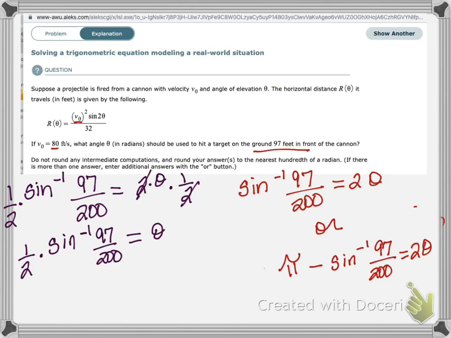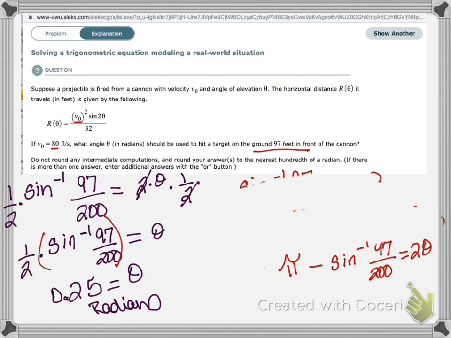So when I do my calculator and I do 1/2 times, I would encourage you to put all of this in parentheses right here in your calculator. 1/2 times that is going to be 0.25. And remember, we're talking in radians. So one of our angles that we can shoot the cannon off at is 0.25 radians. Now the other one, we are going to have pi minus that.